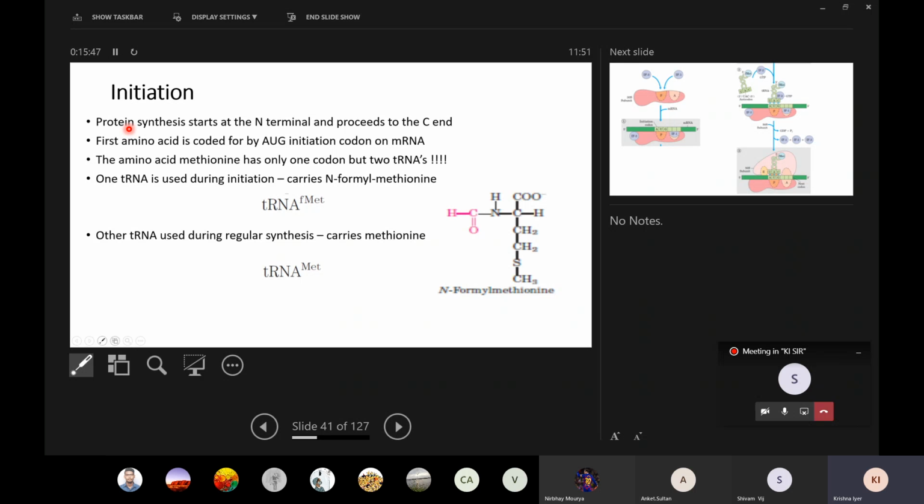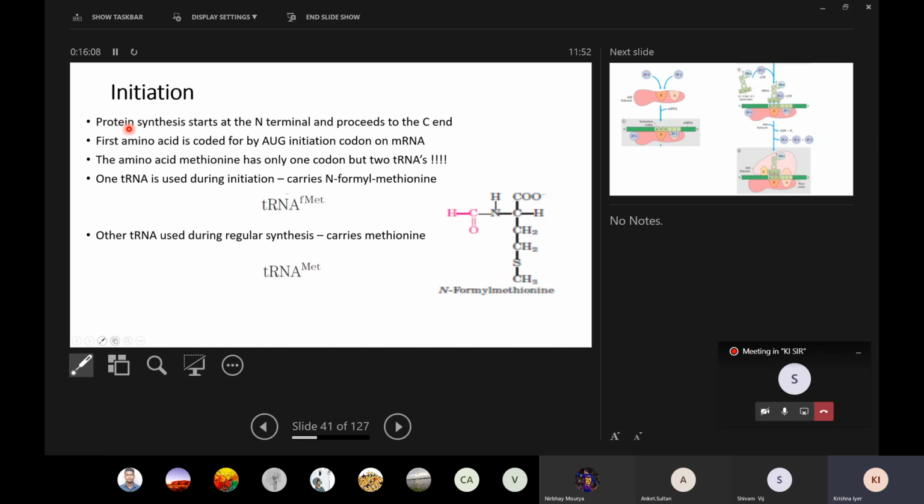The first amino acid that is added as part of protein synthesis is always triggered by the initiation codon, which is AUG, and which codes for methionine. Now, as far as this methionine is concerned, it's very interesting.